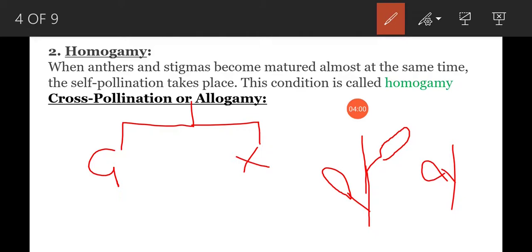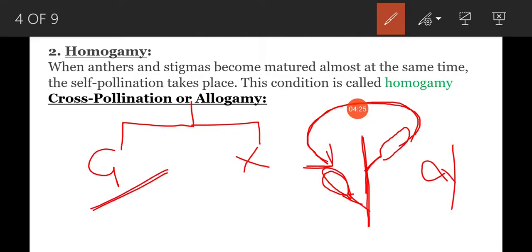In geitonogamy, pollen grains are transferred from anther to stigma of another flower in the same plant. This is one plant. On the one plant, two different flowers are developed. In that, pollen grains reach from one flower to another flower of the same plant. This is known as geitonogamy.